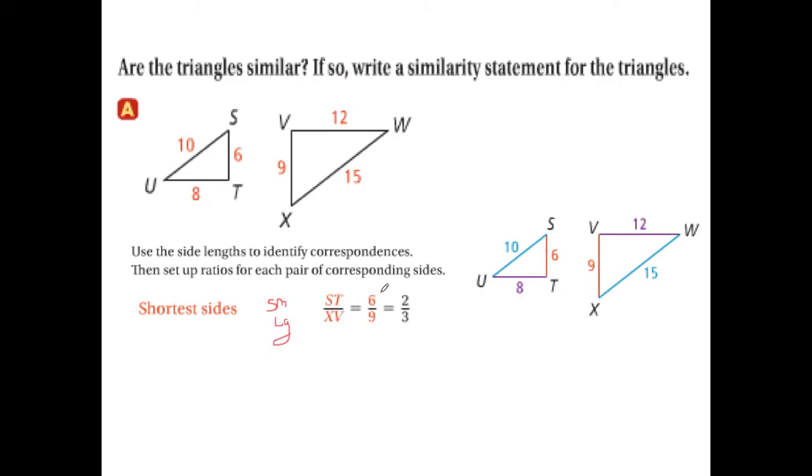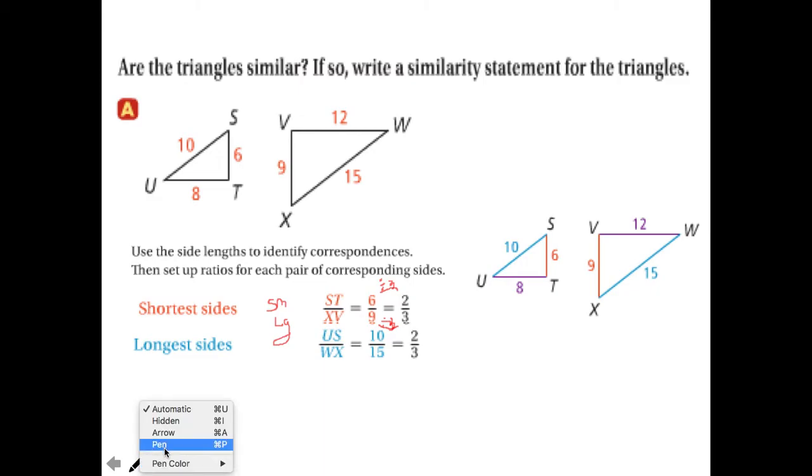They reduced this. It looks like they divided by 3 on both the top and the bottom. This is my messy handwriting trying to show division by 3 on both the top and bottom. Okay, moving on. Once they divided by 3, you got 2/3 here. They did the longest side, and it looks like they divided here by 5. 10 divided by 5 is 2, and 15 divided by 5 is 3.